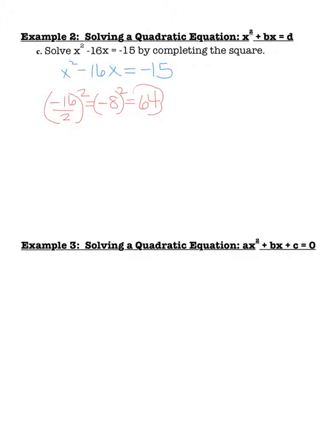So this 64, we can add it to x squared minus 16x plus that 64. But here's the deal. If we add something to one side of the equation, in order to keep the equation true, we have to add that same thing to the other side. So I'm going to add 64 to the left, but then I must add it to the right.